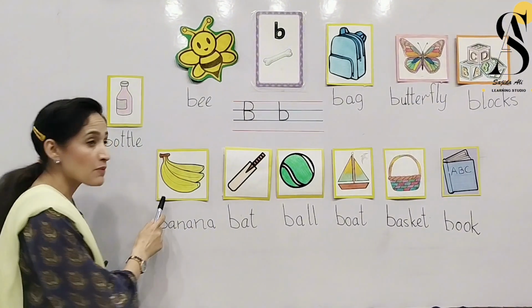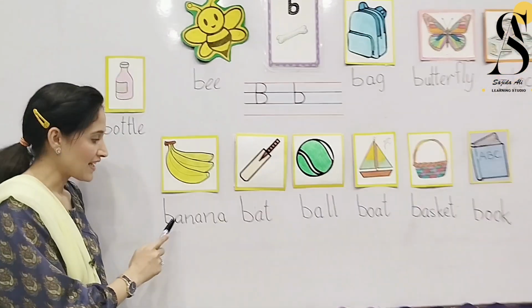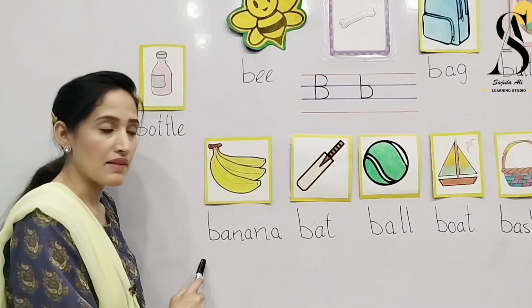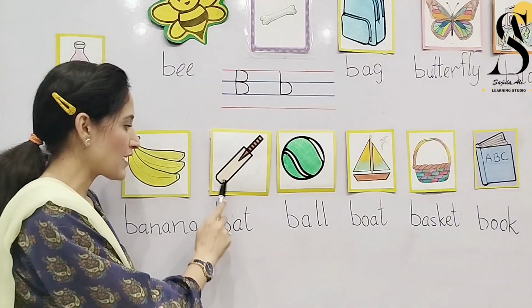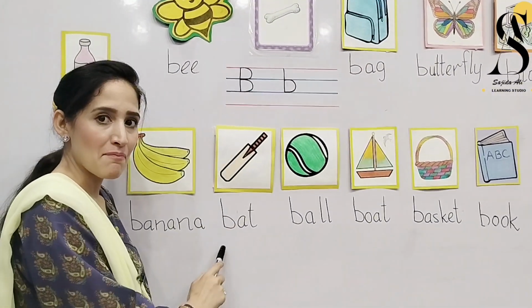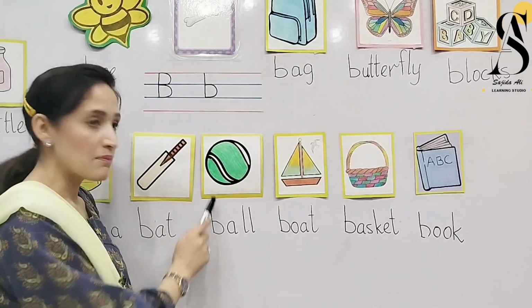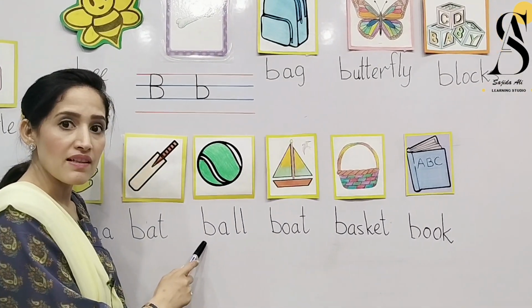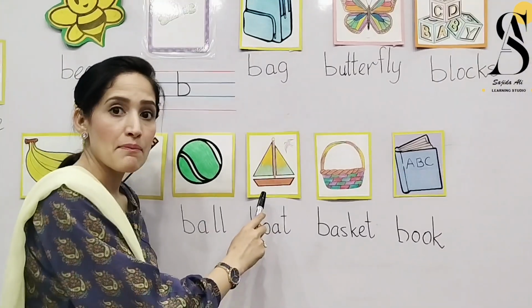Can you see what is this? This is banana. Banana starts with sound b. Bat. What is this? Bat. Ball. And this is boat.